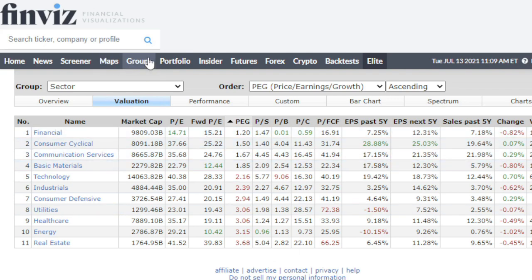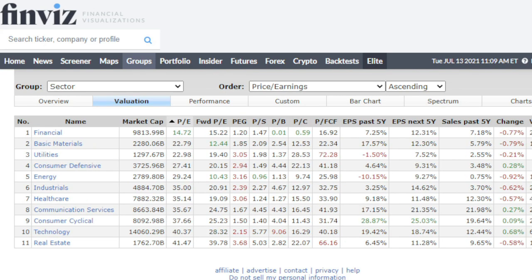So we're in groups, going to look by sector. We're going to go to price to earnings for this one, which stacks pretty nicely. You get the PE, the forward PE, and the PEG ratio. You can see that I've already sorted this from smallest to largest. That's not always the best way to think about it, but let's just start there. You've got financial, basic materials, utilities, consumer defensive, energy, industrials, healthcare, communication, cyclical, technology, and real estate.